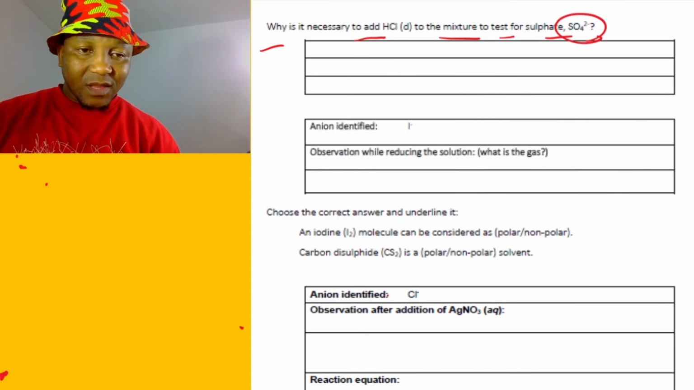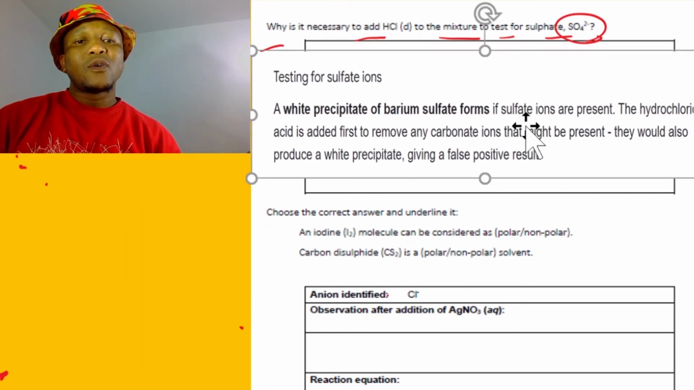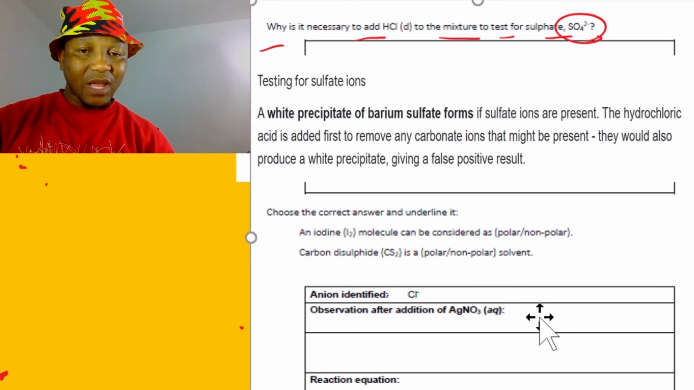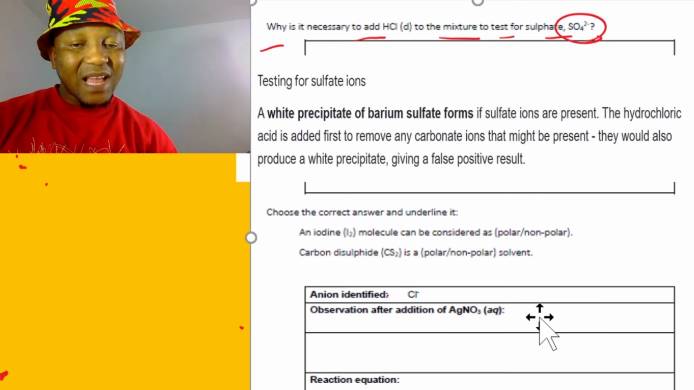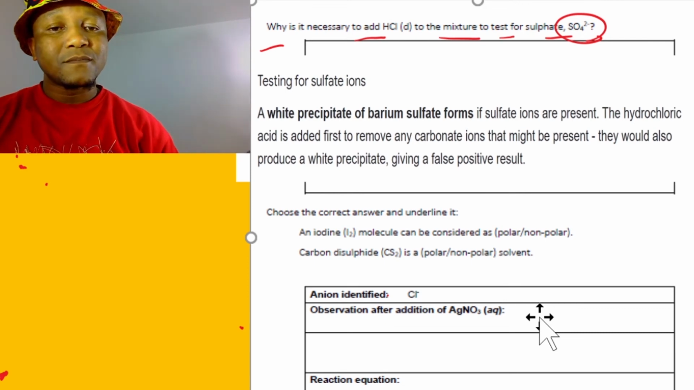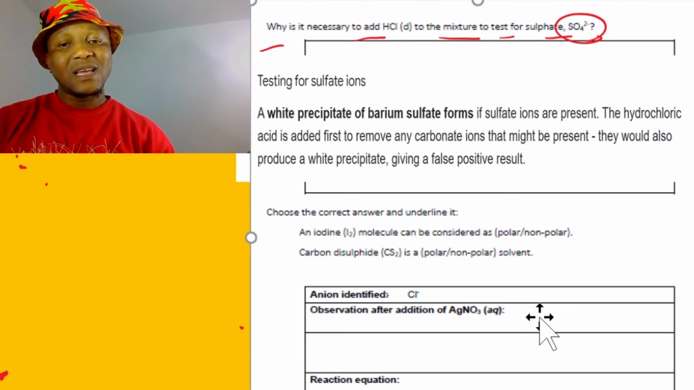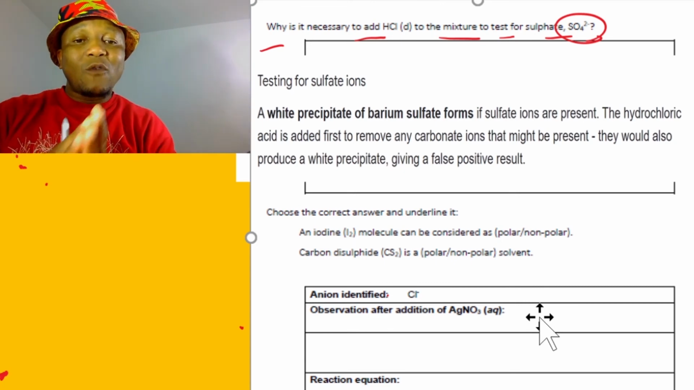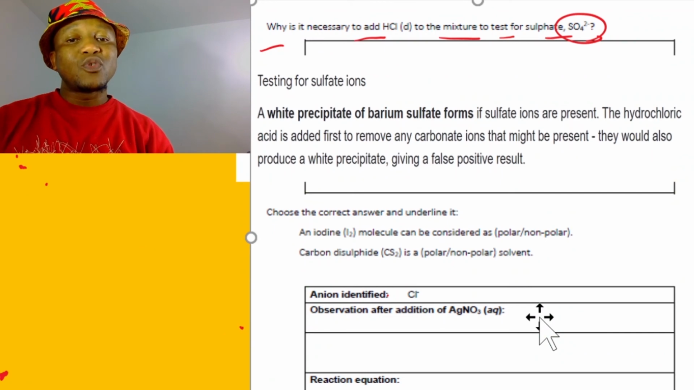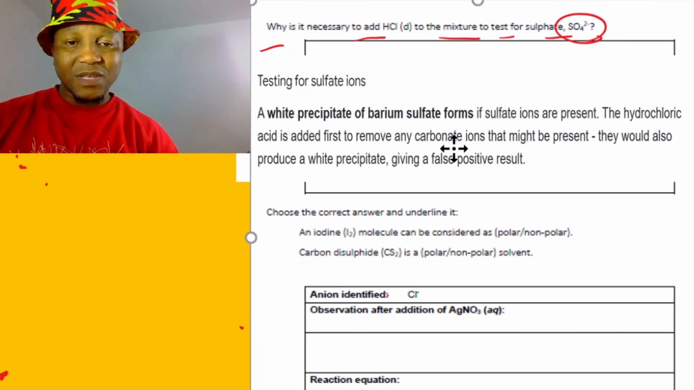If you don't want to do that, there's another similar answer also. You can take either of the two and simply write it down, and then I can go to the calculation for the last part. Why do we test for sulfate ions using hydrochloric acid? Because the white precipitate of barium sulfate is going to form if the sulfate ions are present. So the hydrochloric acid is added first to remove any carbonate ions that might be present. They will also produce a white precipitate, giving false positive results. So you can simply write that down.